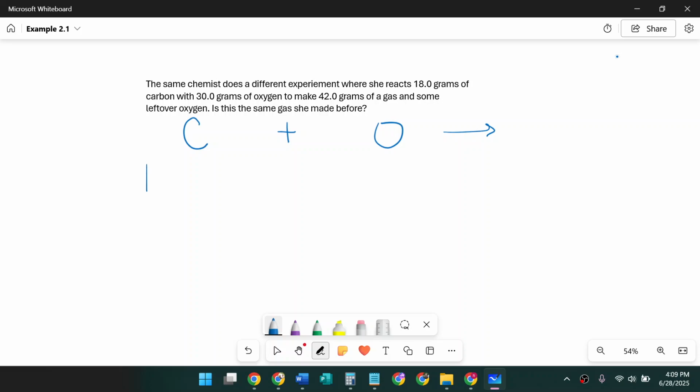We use 18 grams of carbon and we use 30 grams of oxygen. And the result is 42 grams. If we add these two numbers together, you can see that we're going to get 48 grams, which is way too much.